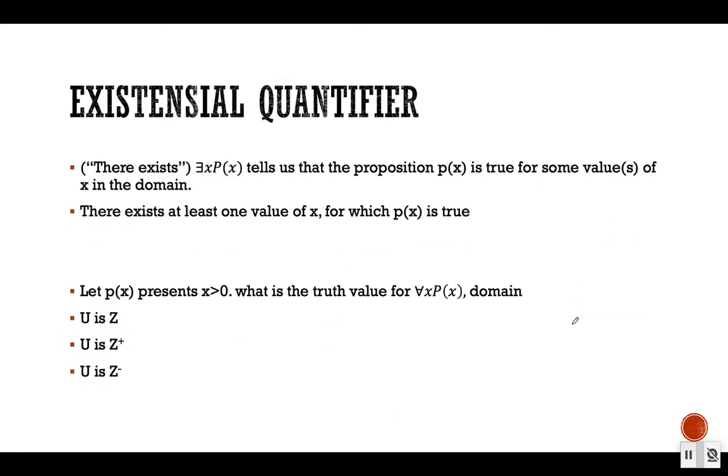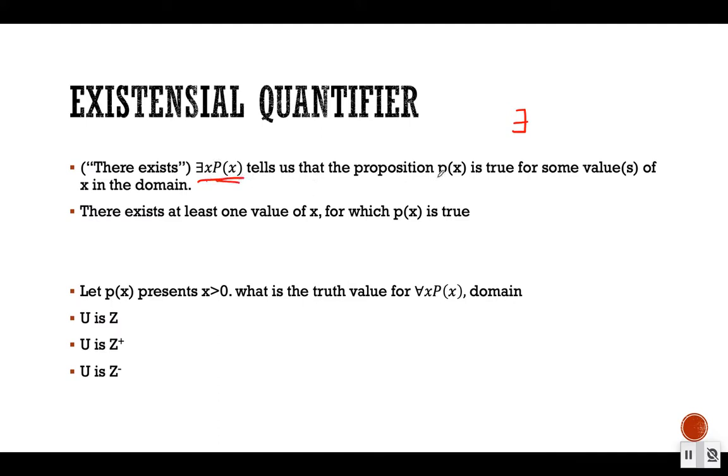All right, so let's see another quantifier. We're going to talk about the second quantifier known as the existential quantifier. So we read it like that: there exists. We use the reverse E. All right, so we read it like that: there exists an x. Okay, there exists an x for which p of x is true.